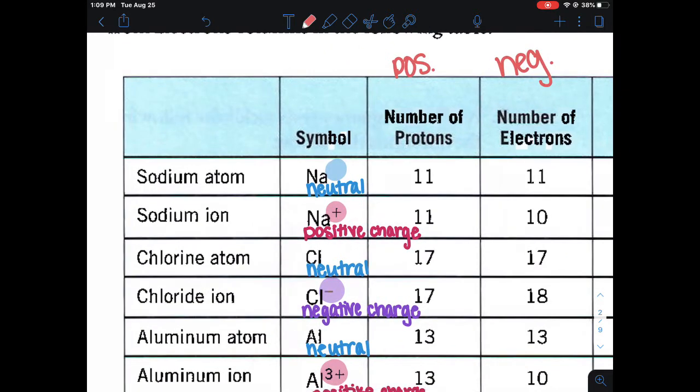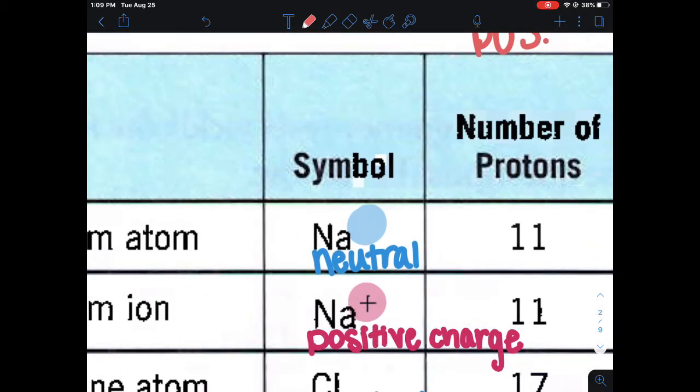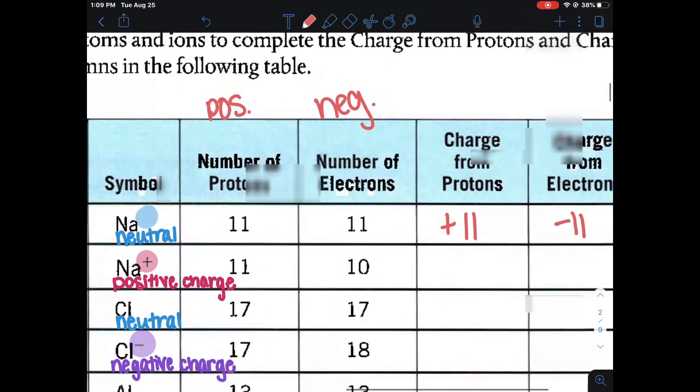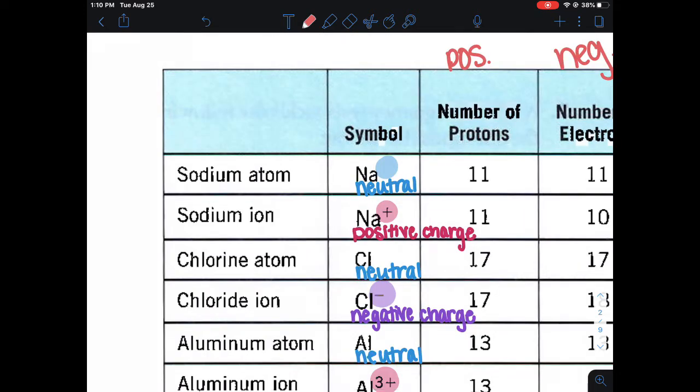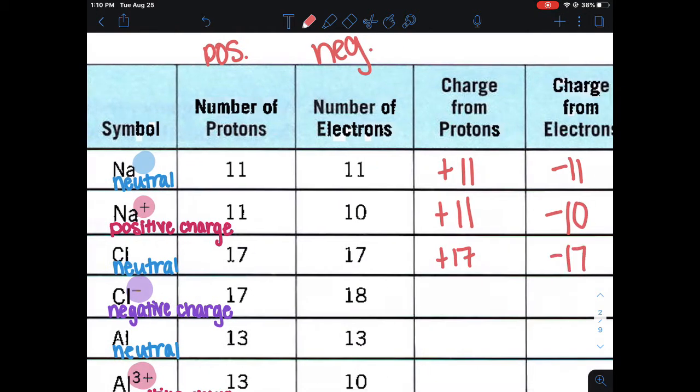A sodium ion, remember an ion, it's somehow charged, either positive or negative. In this case, they're telling us that it's positive because there's a little plus sign above the Na. So there's 11 protons, 10 electrons. So we have the charge from protons is plus 11, and the charge from the electrons is negative 10. Chlorine atom, very similar to the sodium atom. We have 17 protons, 17 electrons. So we have plus 17 and a minus 17.